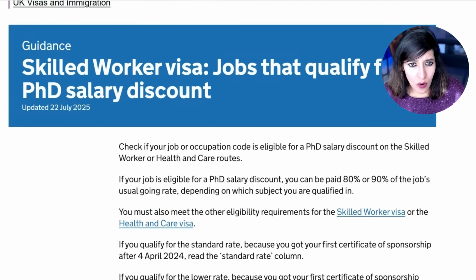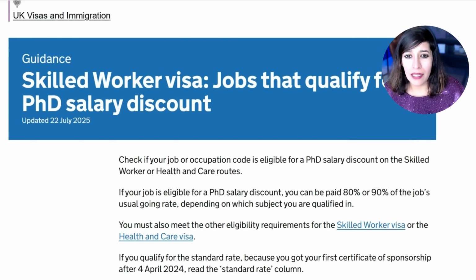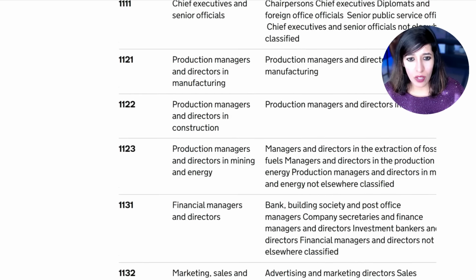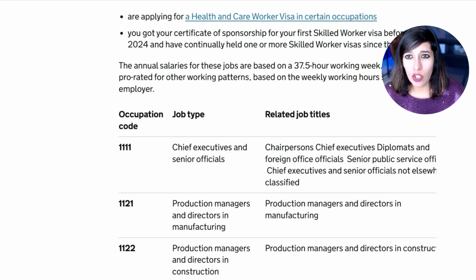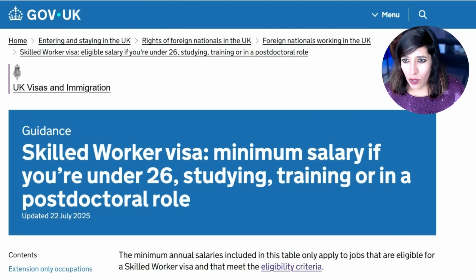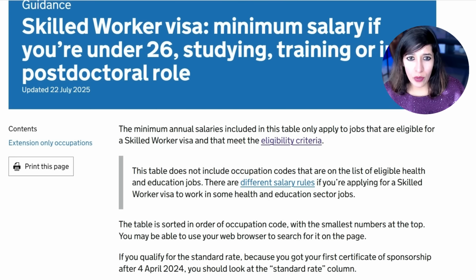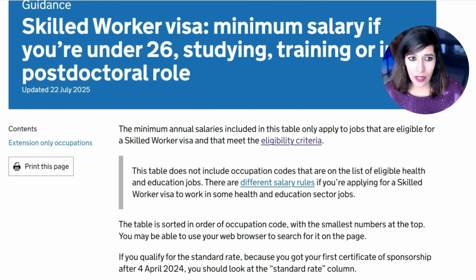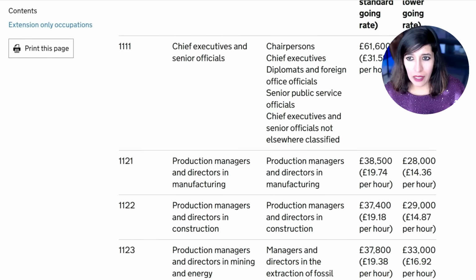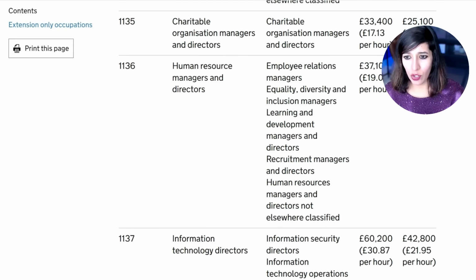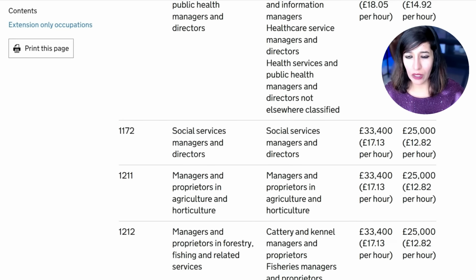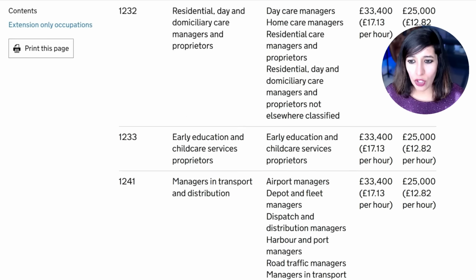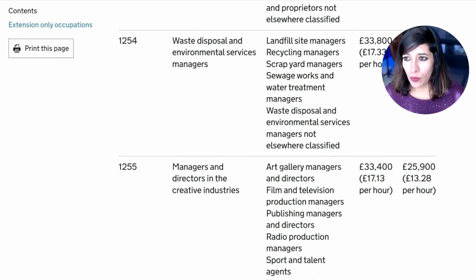And this is about the PhD salary discount that I was talking about. So you can refer to this, which shows the jobs that will be eligible. And I already talked about the new entrant rule. So this is the minimum salary if you're under 26, studying, training, or in a postdoctoral role. Again, this is a huge list here. You guys can go through it. I'll provide all the details so that you're aware how much salary you need to pay.